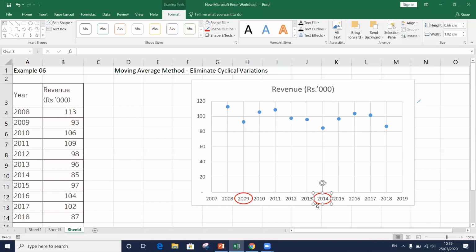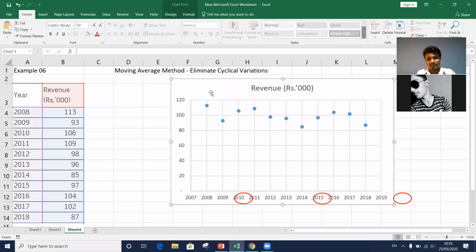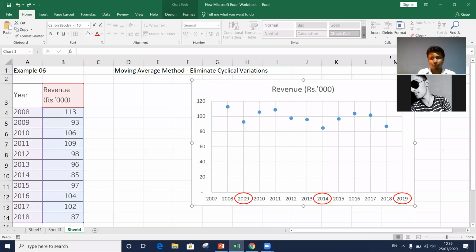So what is the next year this kind of thing could happen? It happened in 2009, it happened in 2014, so 2019. In 2019 also we can expect that this value will go down, and from 2020 onwards it will be back to its normal position. So by looking at this, now tell me, now it is easy. Now what should be our order? 5. Yes. Order 5, right?